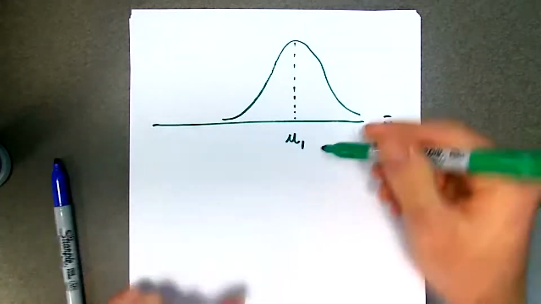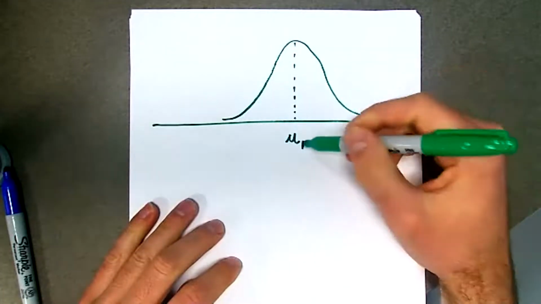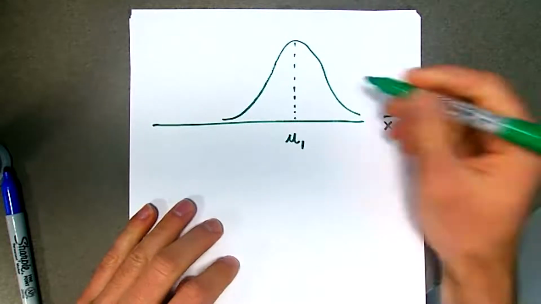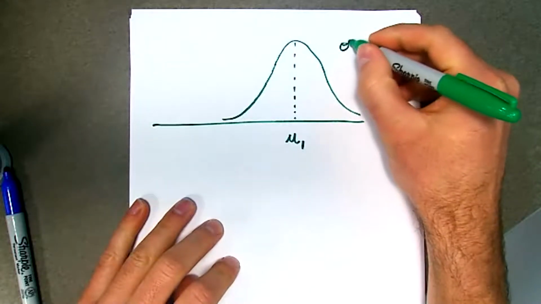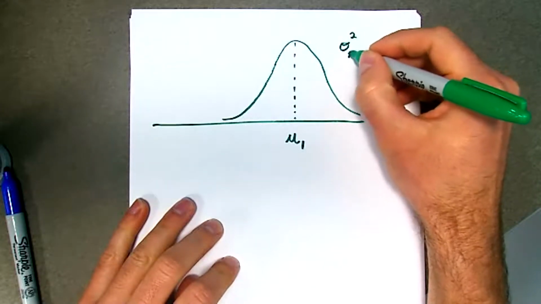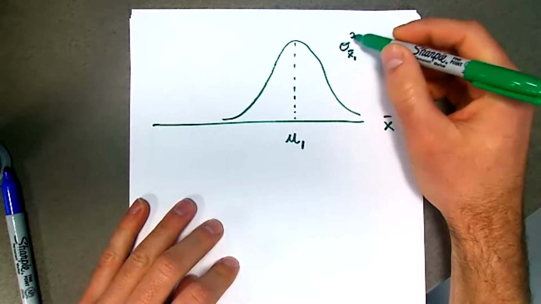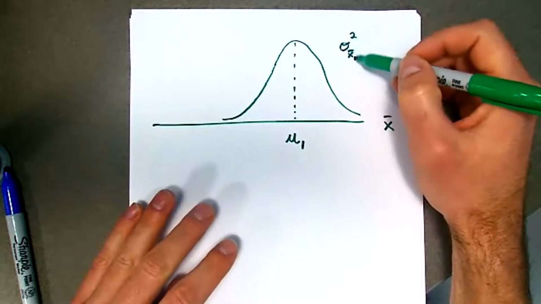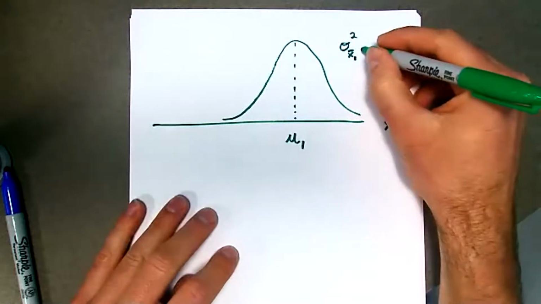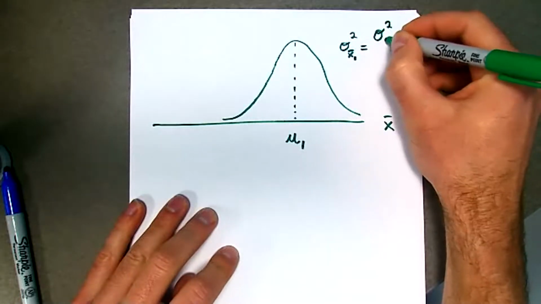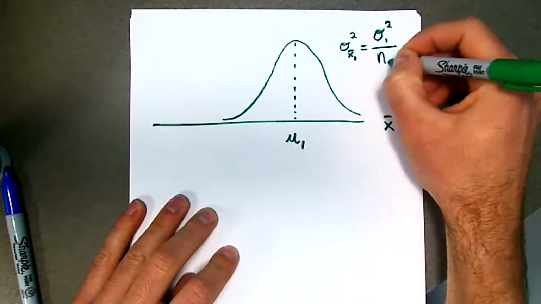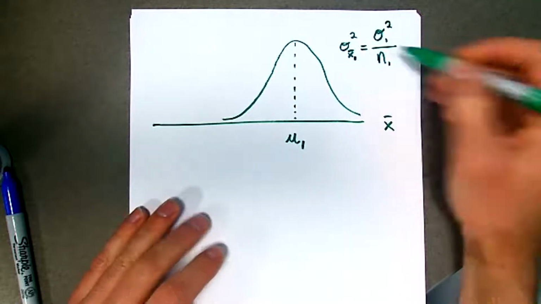I know the distribution of my sample means should be normally distributed around whatever that true population mean is. And I could actually go a step further, where I know that the variance of the sample means from group 1 will just be the population variance of the data we sampled from divided by the sample size. But now we're just saying this is from group 1.